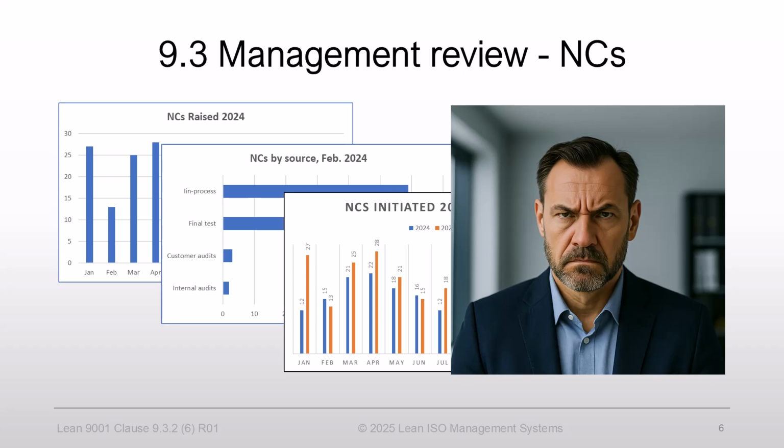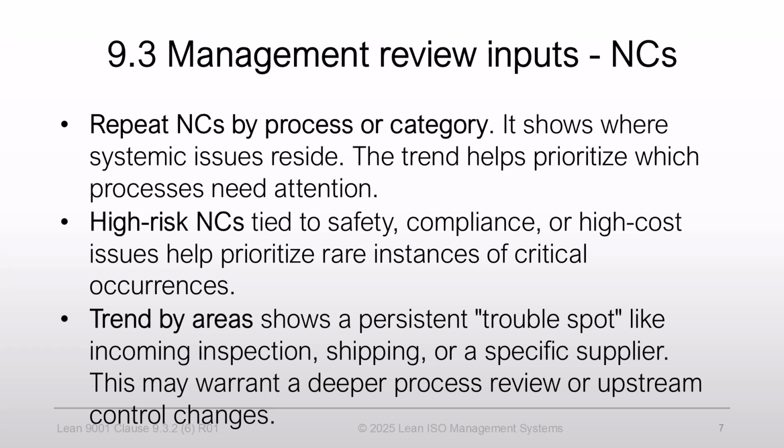So, what nonconformity data may be actionable and of value to the business? Here are just a few examples that make sense. Repeat nonconformities by the root cause, symptom, process, or category, showing systemic issues and where they occur. These trends help prioritize which areas need attention. High-risk nonconformities tied to safety, compliance, or major cost impact. Even rare, they deserve focus. Nonconformities by area. A persistent trouble spot, such as an incoming inspection or a specific supplier, may point to deeper process issues or weak upstream controls.